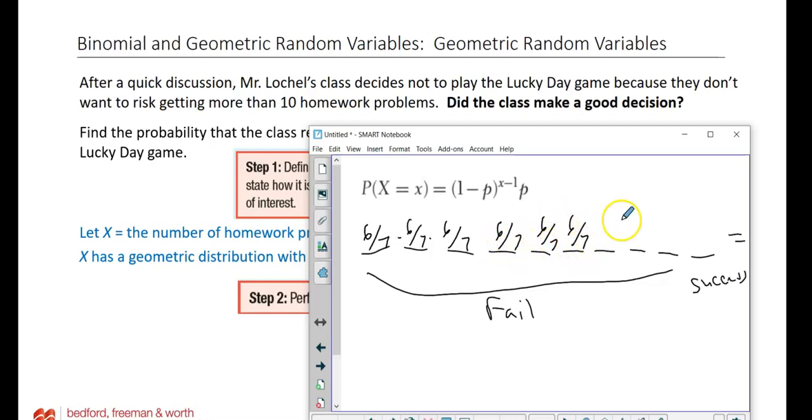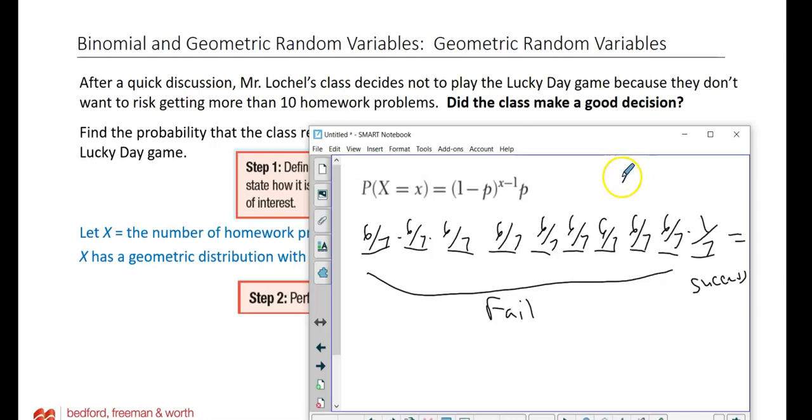I'm writing 6/7 over and over and over again, times. So all those would be multiplied. And then the chance of success is 1/7. So you'd multiply all those. Now the formula makes it a lot easier.